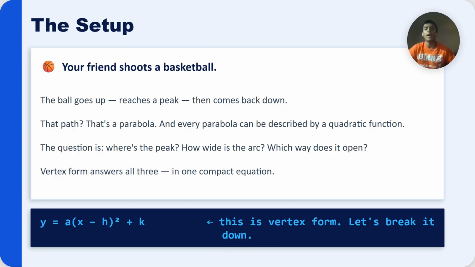Vertex form is y equals a times (x minus h) squared plus k. It's the clearest way to read a parabola's behavior directly from the equation. Today, we'll use this basketball shot as our running example. Every part of vertex form is going to describe something about the ball's path.